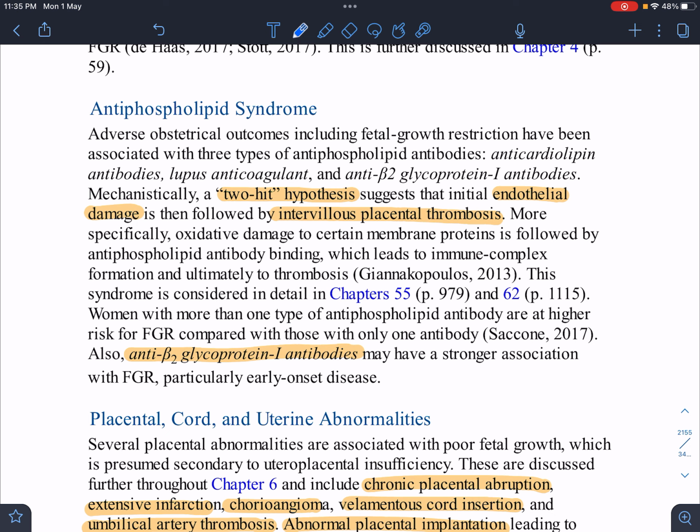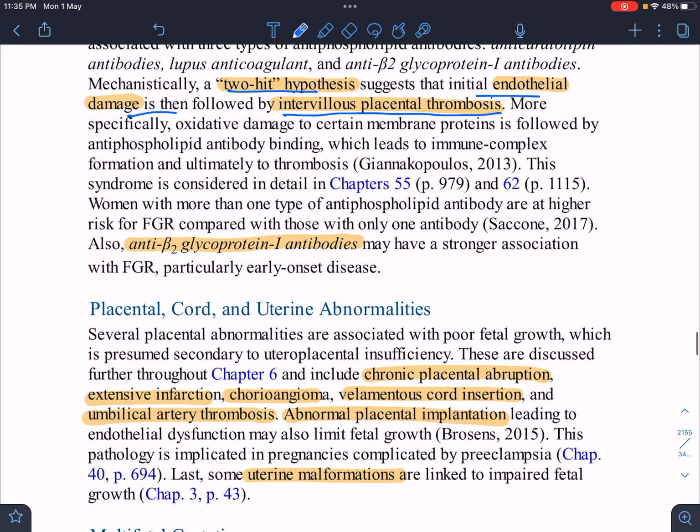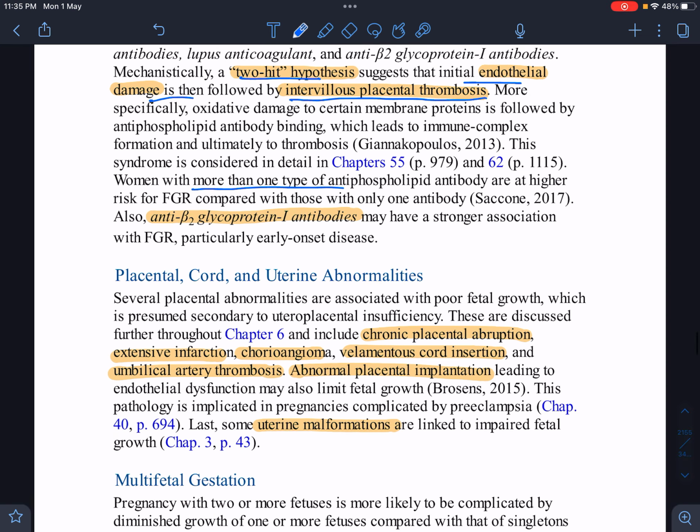antiphospholipid antibody syndrome, antiphospholipid syndrome. In this, there is a two-hit hypothesis: initial endothelial damage, which is followed by intervillous placental thrombosis. Women with more than one type of antiphospholipid antibody are at higher risk of FGR, and the strongest association is with anti beta.